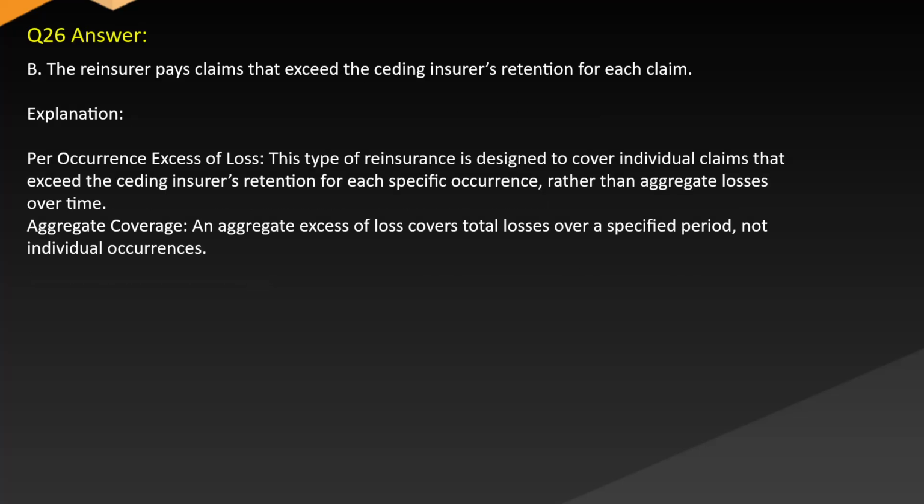Answer B. The reinsurer pays claims that exceed the ceding insurer's retention for each claim. Explanation: per occurrence excess of loss. This type of reinsurance is designed to cover individual claims that exceed the ceding insurer's retention for each specific occurrence, rather than aggregate losses over time. Aggregate coverage. An aggregate excess of loss covers total losses over a specified period, not individual occurrences.